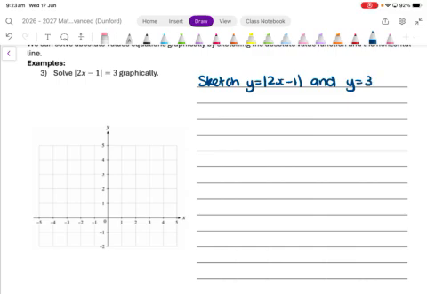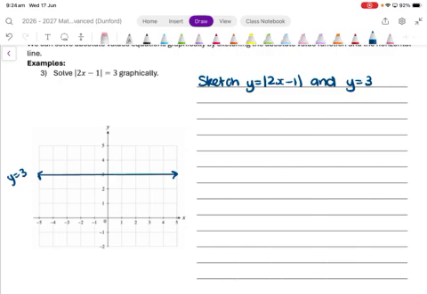Which one is the easiest one to sketch there? y equals 3. So that's what I'm going to do first. There's no point mucking around with it. y equals 3 is our horizontal line going through y equals 3. Arrow, arrow, right, that it's y equals 3. Okay.